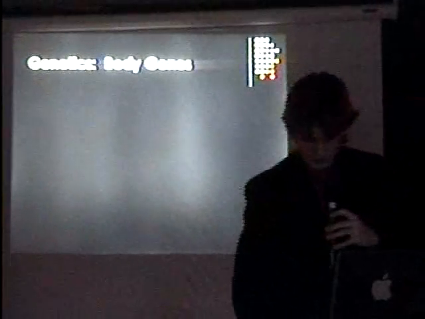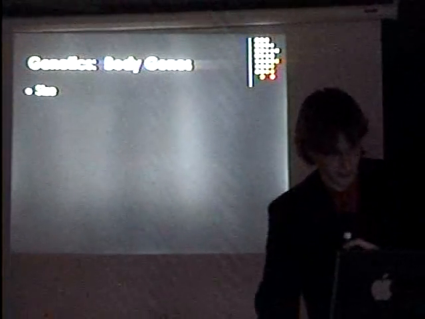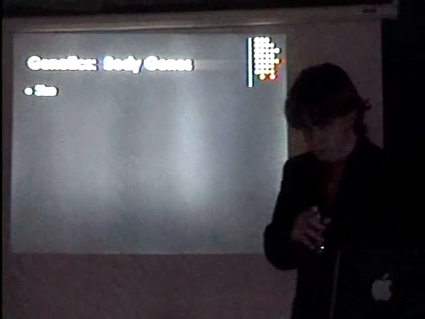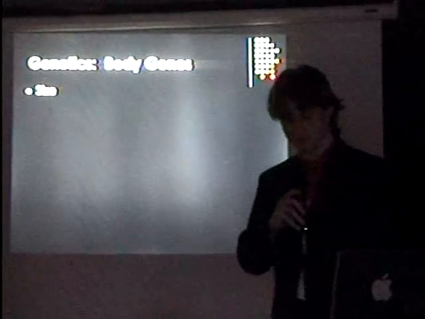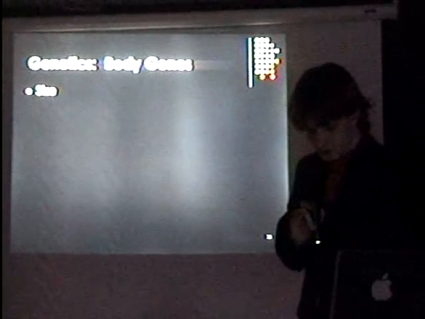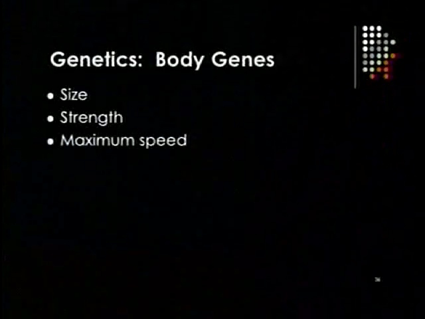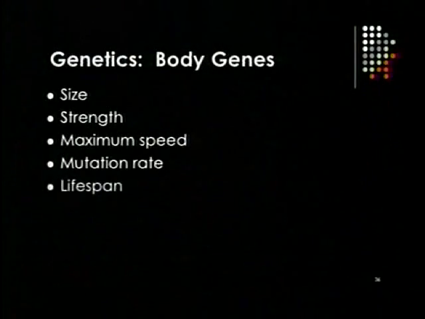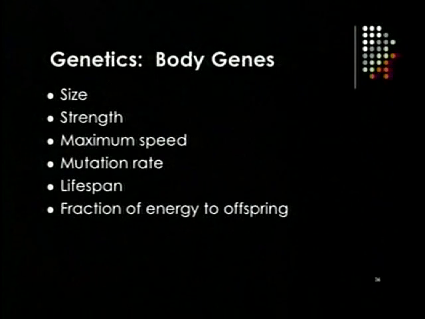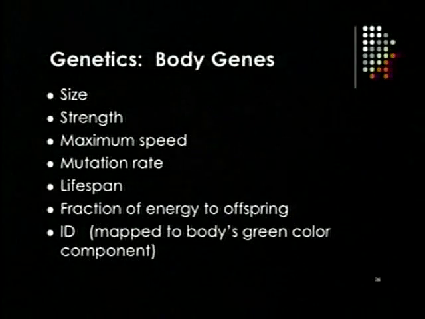So here, I'll tell you a little bit more about the model. Basically, there are two types of genes, brain genes and body genes. These are the body genes. Genetically, there's critter size, strength, maximum speed, mutation rate, lifespan, fraction of energy to offspring (we'll get to this in a second), and ID.